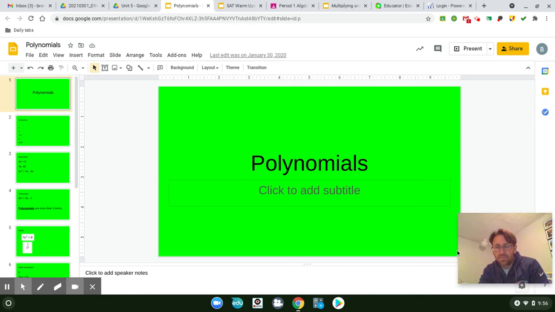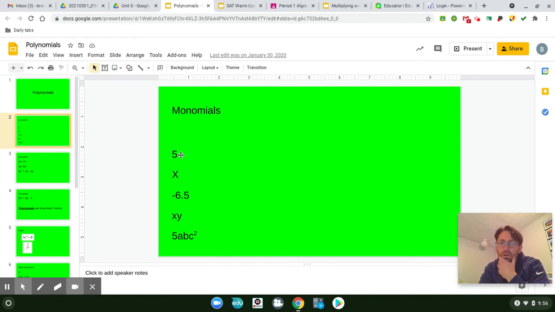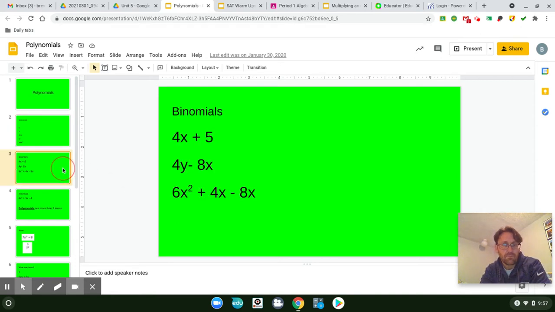Okay, polynomials. These right here are all monomials, what we dealt with last class. All have just one term, no pluses or minuses. These are binomials because there are two terms. Bi is 2. So 4x plus 5, two terms. 4y minus 8x, two terms.